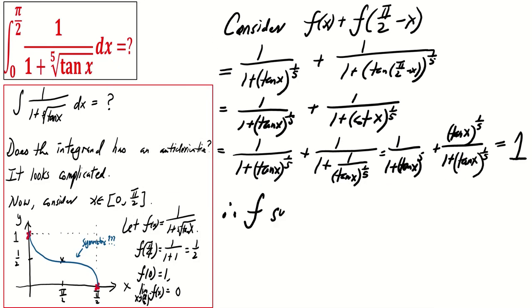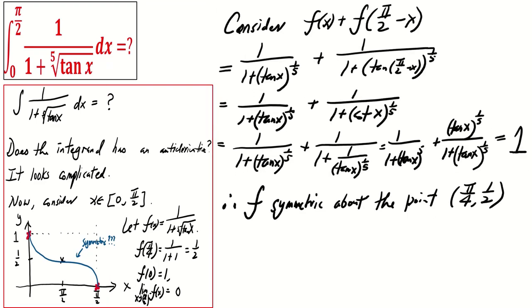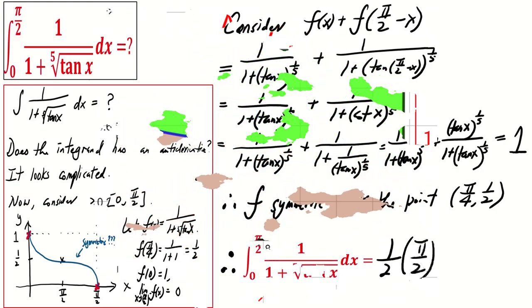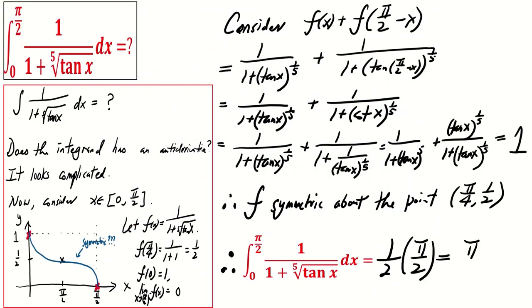Which means that f indeed is symmetric about the point (pi over 4, 1/2). And since it is symmetric about this point, we will see that the integration from 0 to pi over 2 is exactly half of the area of the rectangle with base pi over 2 and height 1. So the answer for this is equal to pi over 4.